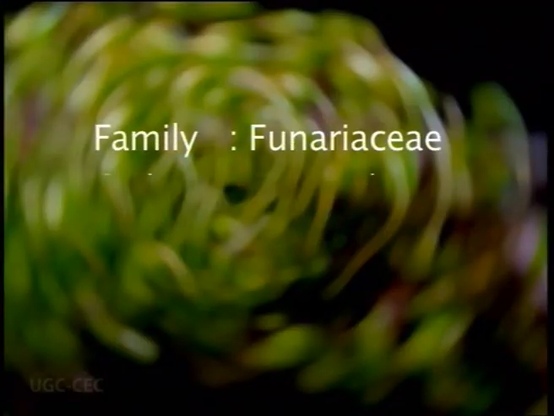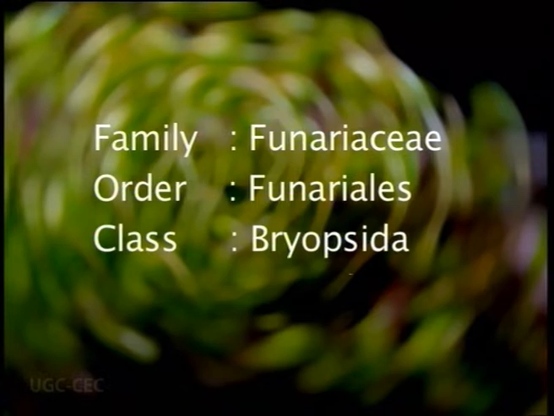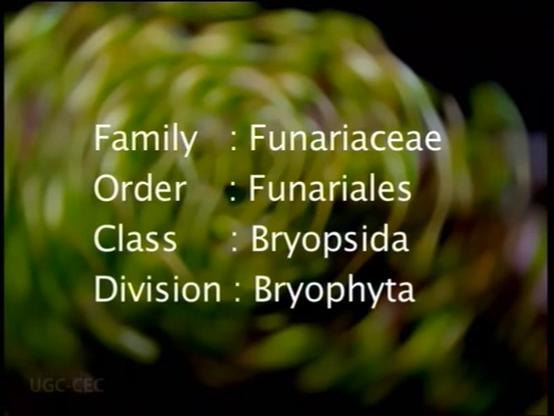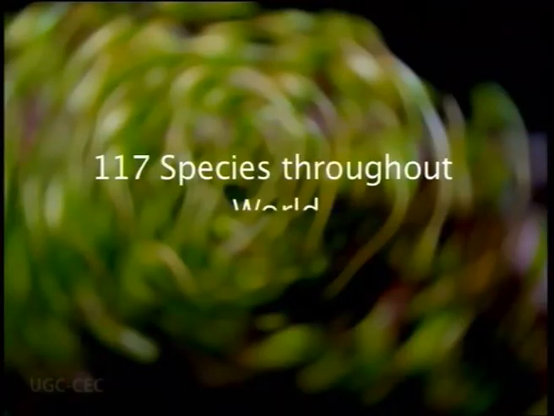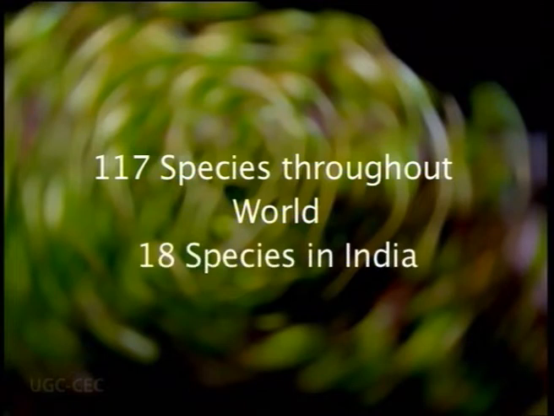As far as the systematic position of this genus is concerned, it belongs to family Funariaceae, order Funariales, class Bryopsida, and division Bryophyta. Funaria is the most widely distributed and common moss. It includes about 117 species which occur in almost all parts of the world. The genus is represented in India by about 18 species, which grow as dense green mats or patches in moist shady soils, banks, rocks, bird grounds, and tree trunks.